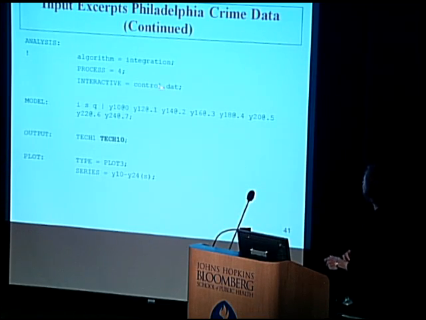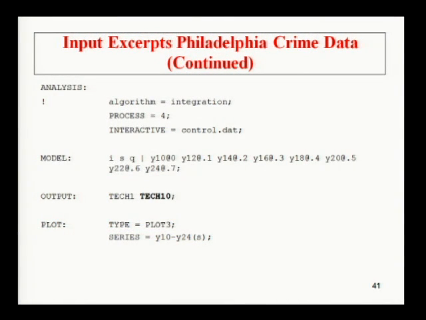So here we're, once again, here's our growth model. In the analysis command, you'll see we have process equals 4. That's if you have multiple processors in your computer. And interactive equals control.dat. That allows you to watch what's happening in your analysis on the screen and stop the analysis and make a change. So you can read about that in the user's guide if you're interested.